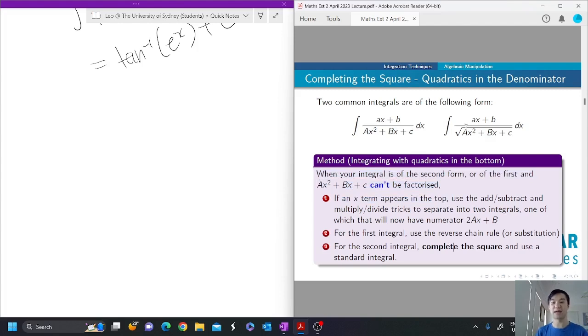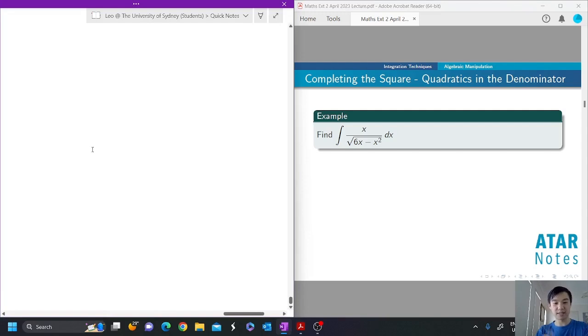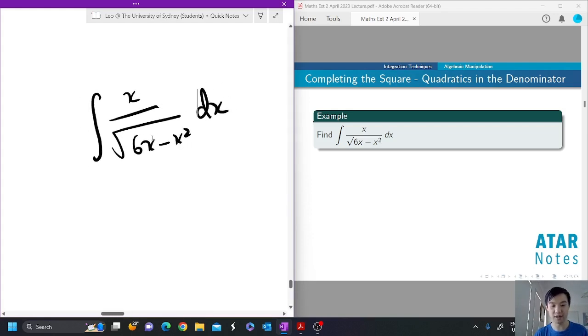So let's take a look at an example. So let's say we are asked to integrate x over root 6x minus x squared with respect to x. So notice how in this fraction we have a square root in the bottom, and we also have an x term in the top. So let's try to manipulate it so that the top has the derivative of the bottom.